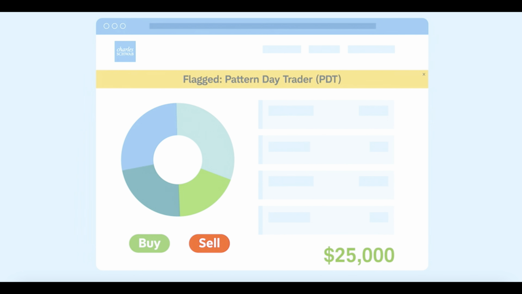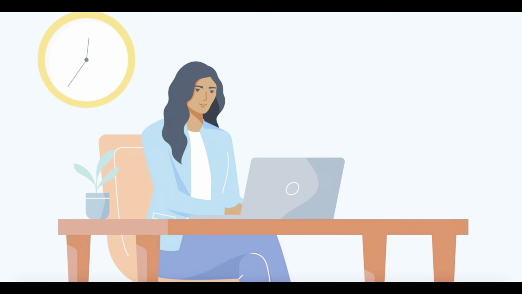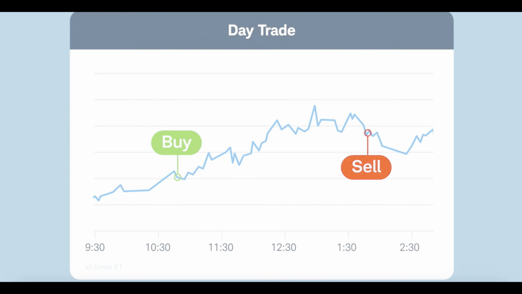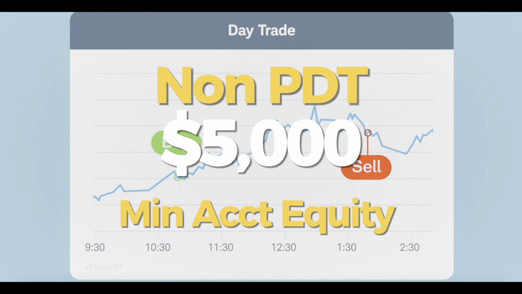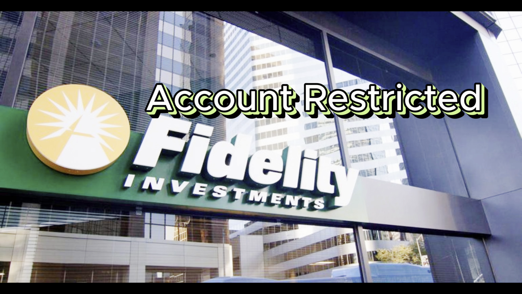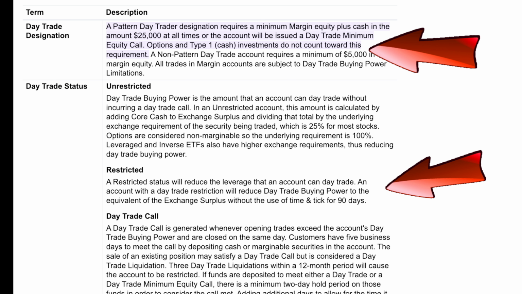In addition, you can be labeled a pattern day trader if you have 2 unmet day trade calls within a 90-day period. Now, if you are classified as a pattern day trader, Fidelity and the federal SEC require a minimum equity of $25,000 in your account or more. Non-pattern day traders must have equity that exceeds $5,000 in the account to do periodic day trades. If you violate Fidelity's guidelines, your account may be restricted, or you will have to do a day trade call in which you will have 5 days to provide the required equity for day trading.